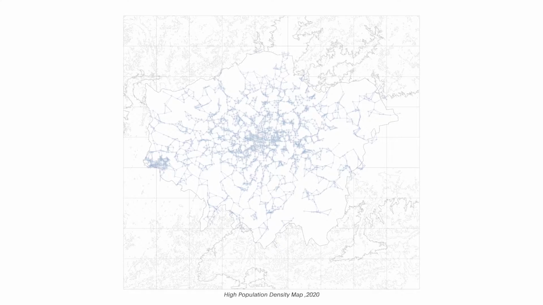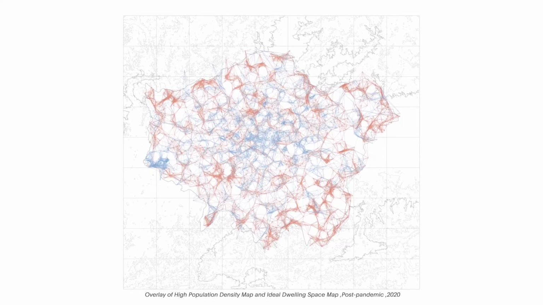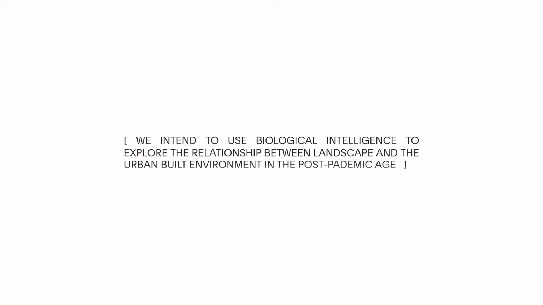High density spots represent destinations of human migration in real life, which coincides with the assumption of ideal dwelling space location. As a result, low population density and high green space rate are 2 main factors that affect migration. We intend to use biological intelligence to explore the relationship between landscape and built environment in the post-pandemic age.